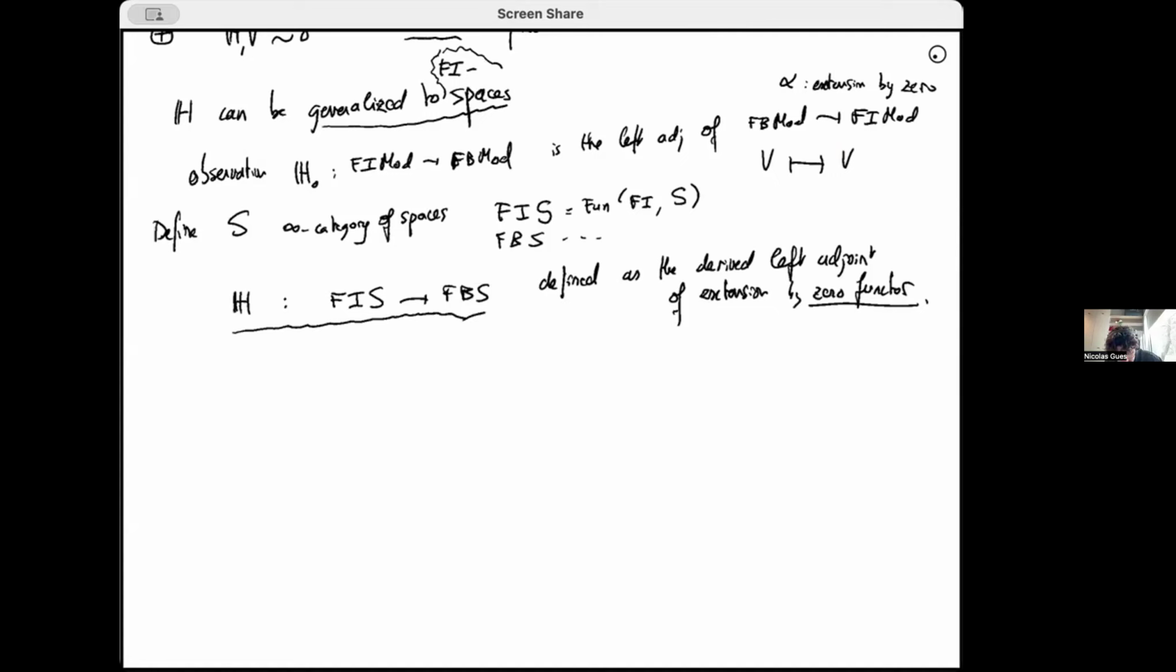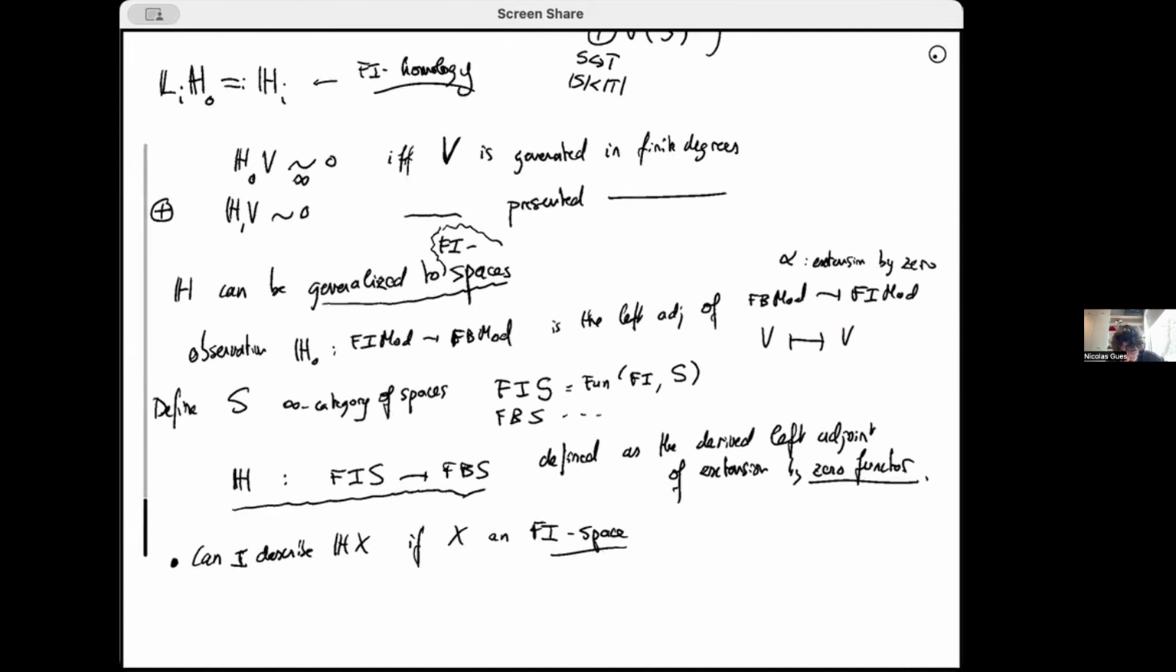So first question is, can I describe this H of X if X is an FI space? So essentially, you see that for FI modules, you want to prove that H0 of V is 0 and H1 of V is 0. And actually, by a theorem of Church and Ellenberg, this implies that Hi of V is eventually 0 also.